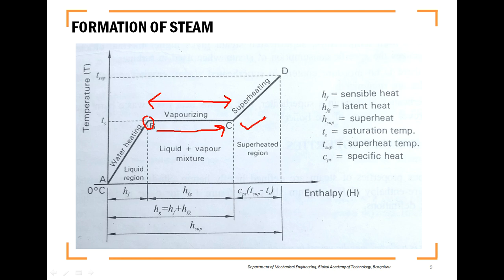Okay, so you have understood from A to B what happens, from B to C what happens. From BC, the enthalpy is denoted by HFG, and HFG is nothing but the latent heat. It is the amount of heat which is required to convert the water at saturation temperature to a dry state of steam. That is what latent heat of vaporization is.